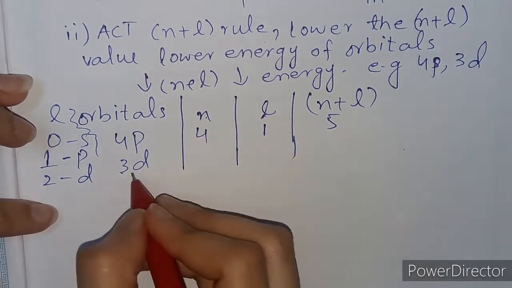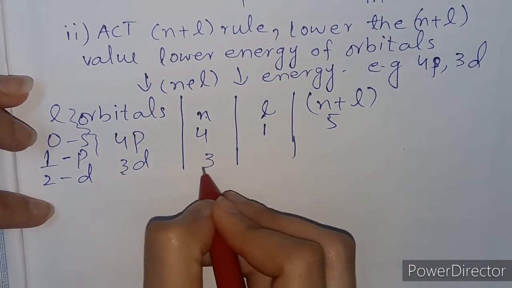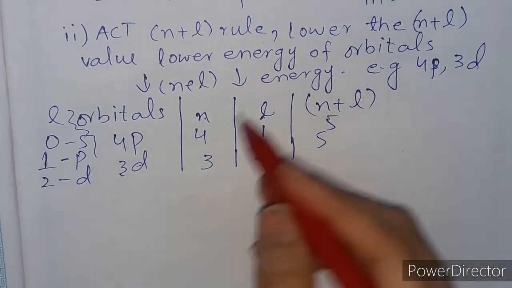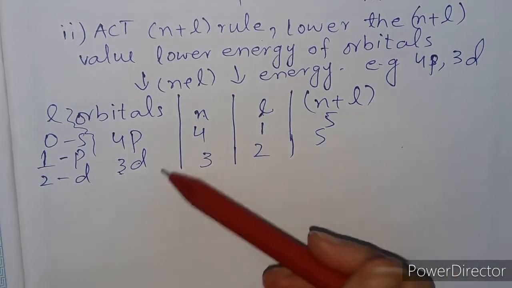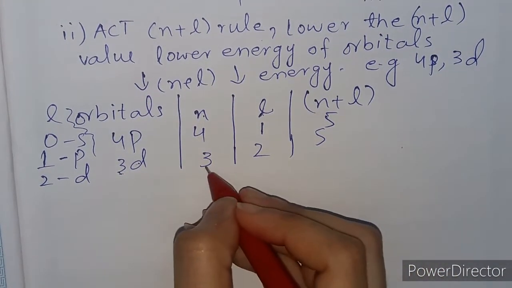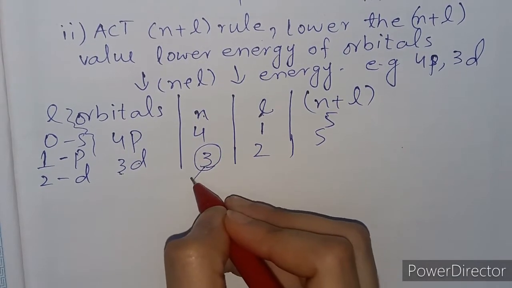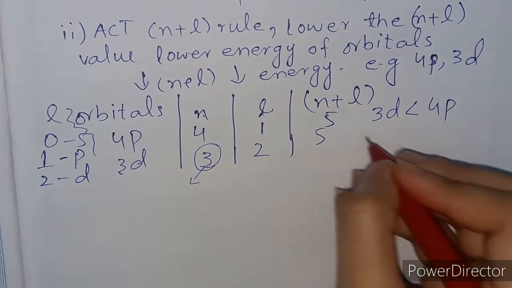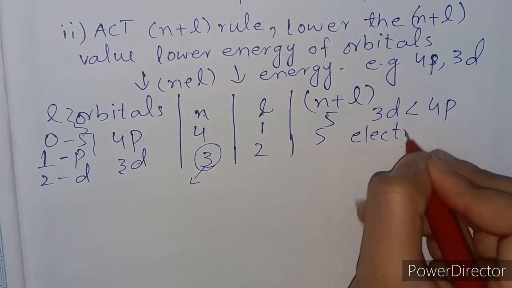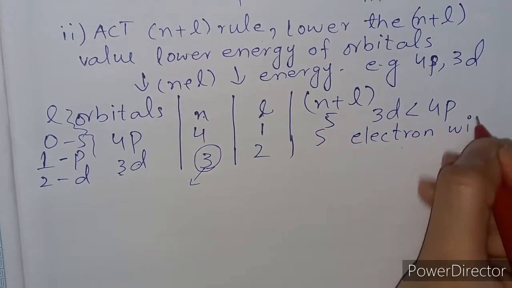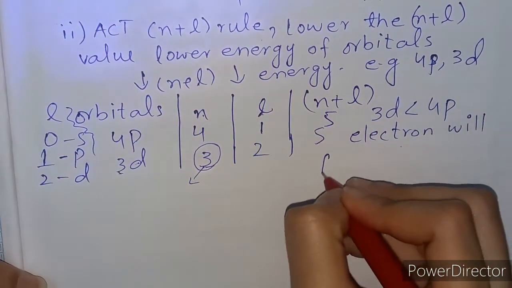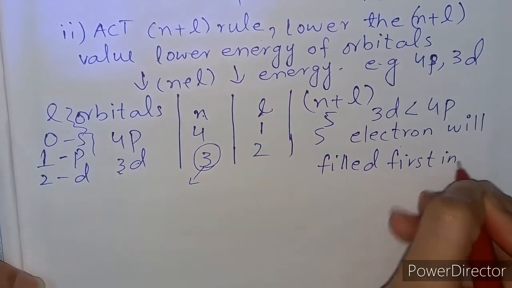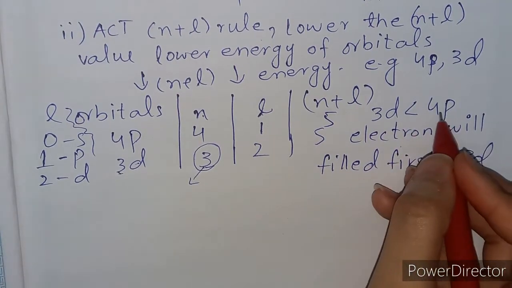Then the value of n for 3d is 3 and d is 2, so we get 5. Now we will see the values where the value of n is less. It is less in 3d, so 3d is less than 4p, so the electrons will be filled first in 3d, then in 4p.